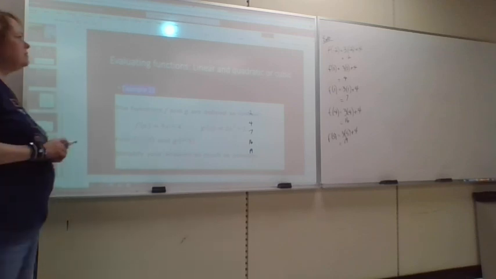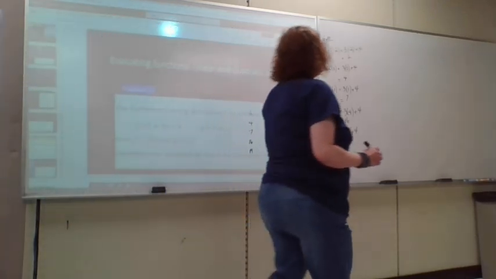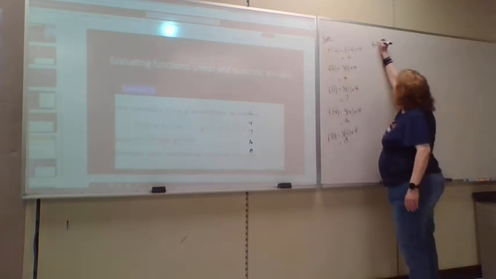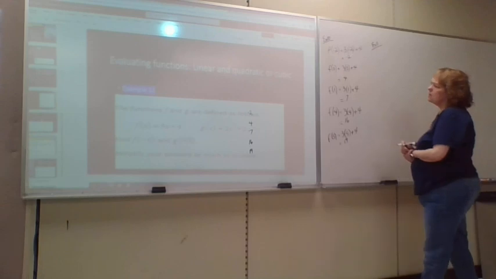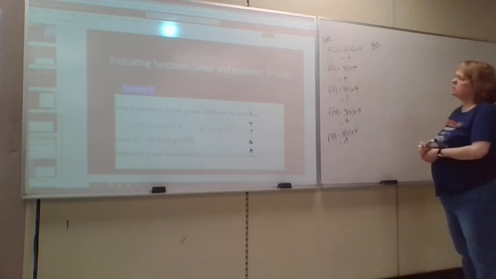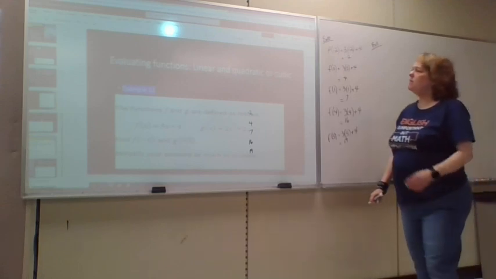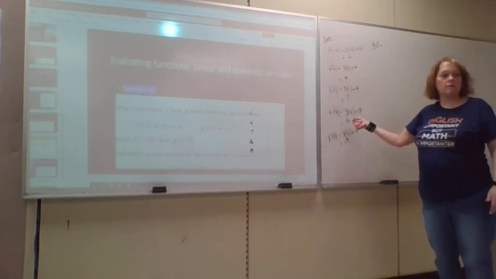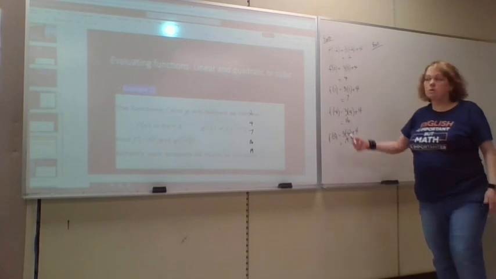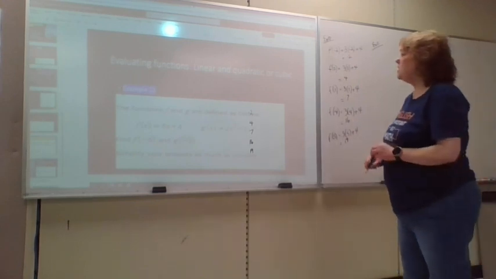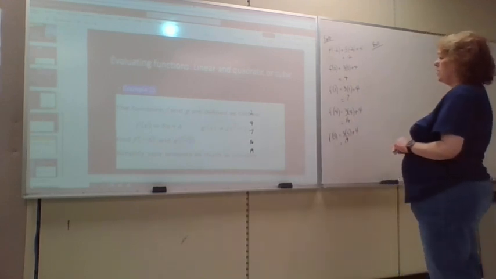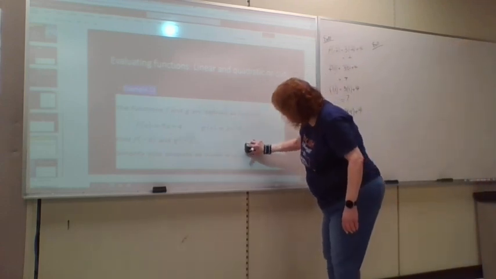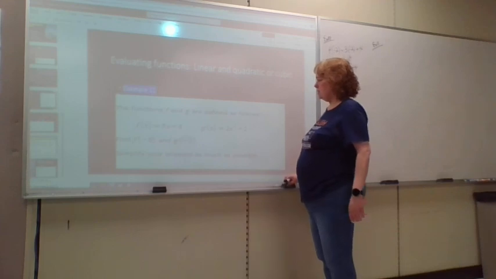Let's go to the next one. Okay, we're going to do example 11. This time we're going to be evaluating functions, and pretty much what we did in the last one, we evaluated functions using the function rule. Evaluating linear and quadratic or cubic functions. So let's erase those so I don't confuse you.